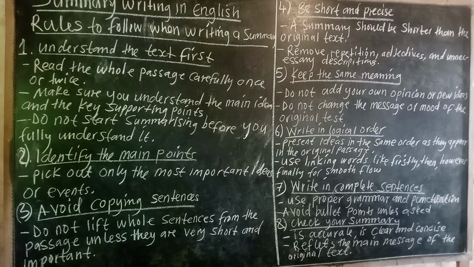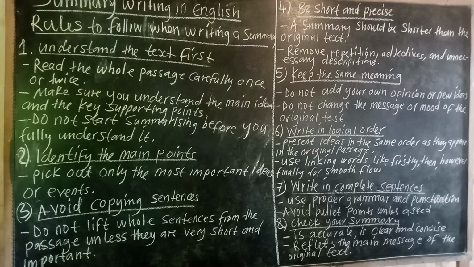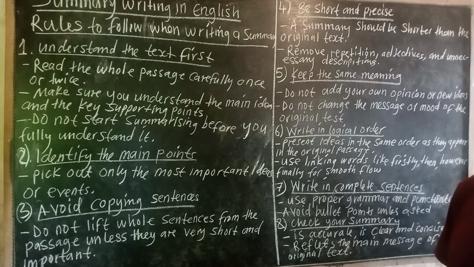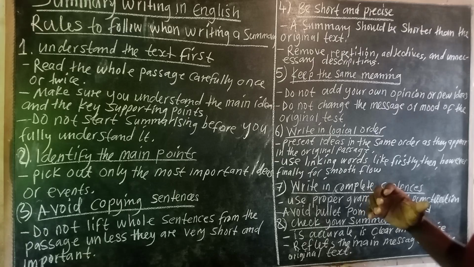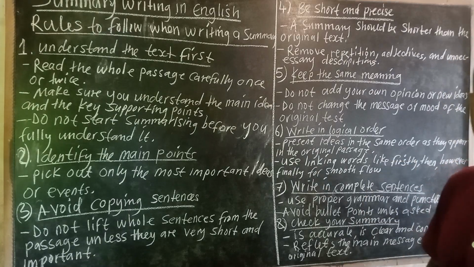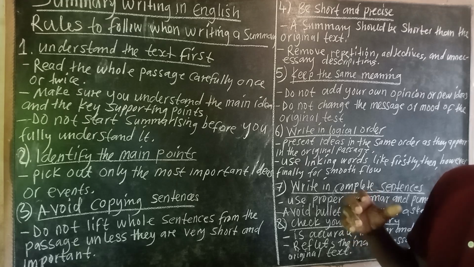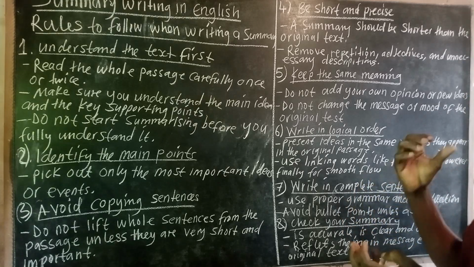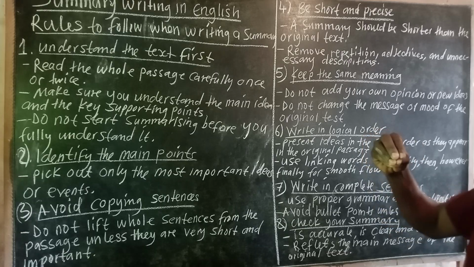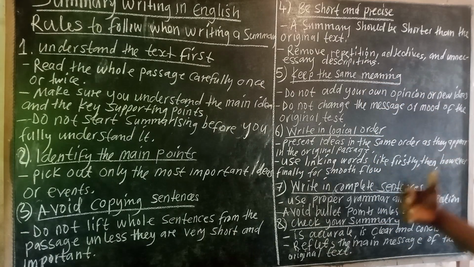Then point number 4, be short and precise. When you are writing, make sure you become very, very short and precise. Precise simply means you have to be correct enough. You should be writing things correctly. Then under that, we have: the summary should be shorter than the original text.